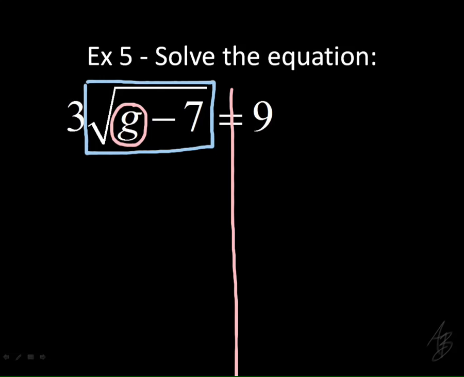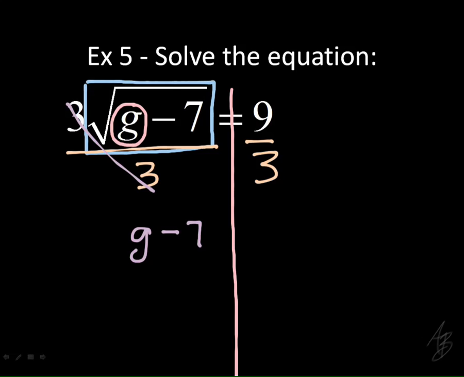So what do I do to get rid of that 3? The opposite of multiplication, which is divide. So we're going to divide by 3 on both sides. And when we divide by 3, the 3's cancel, which leaves what? Square root of G minus 7. Okay, good. And on the right side, 9 divided by 3 is 3.